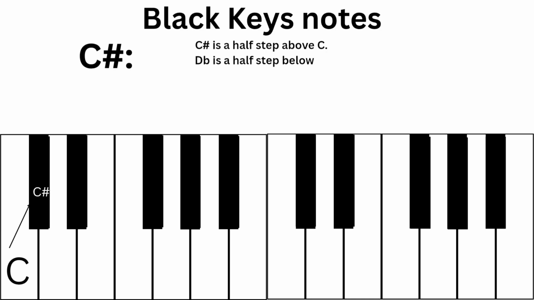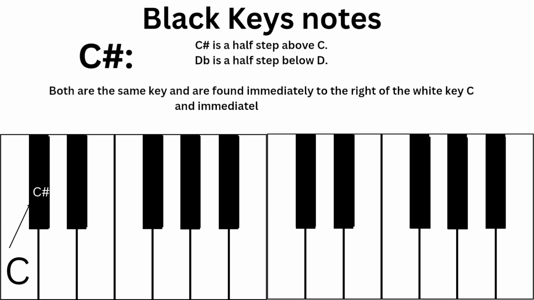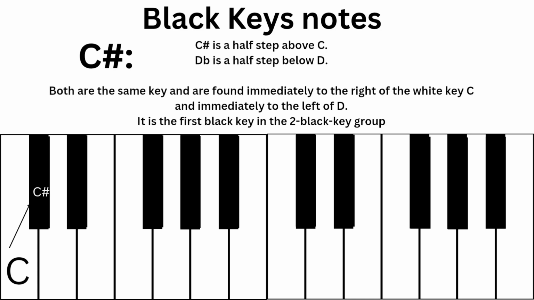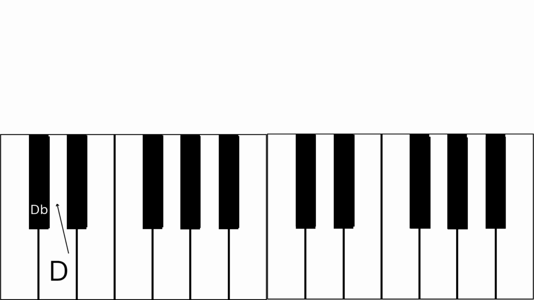Black key notes: C sharp or D flat. C sharp is a half step above C and D flat is a half step below D. Both are the same key and are found immediately right of the white key C. It is the first black key in the group of two black keys.